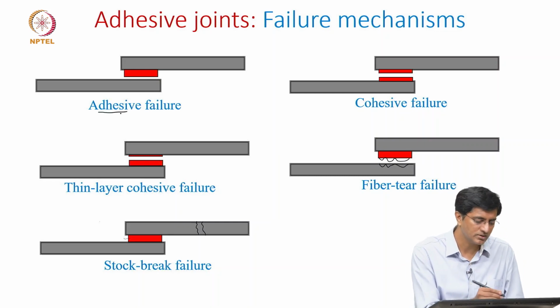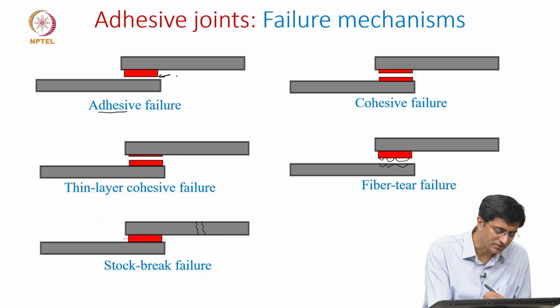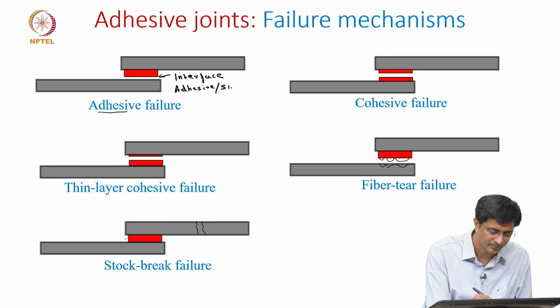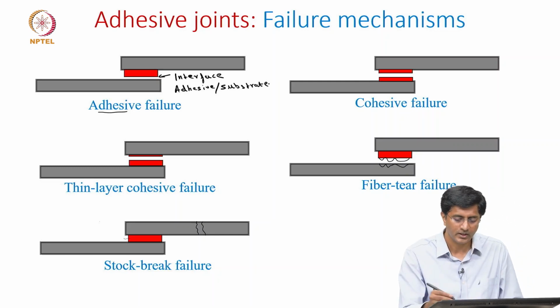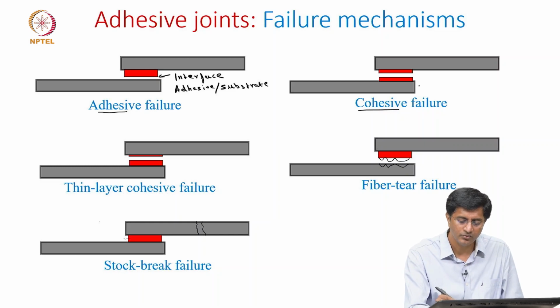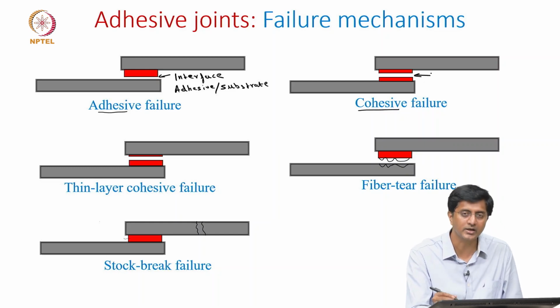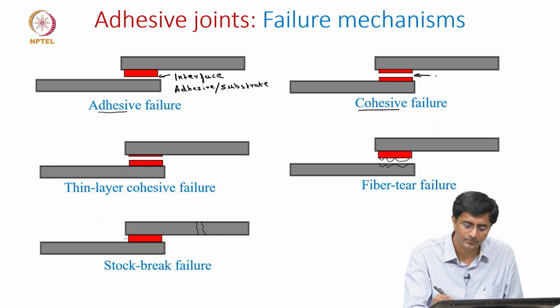What it means is it fails at the interface between the adhesive and substrate. And second is the cohesive failure, where we see that the failure is occurring within the adhesive layer.